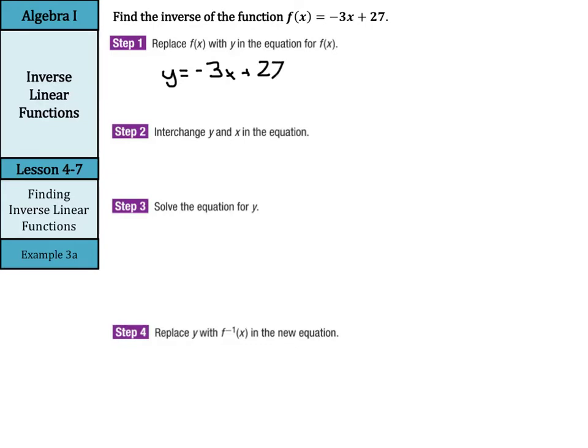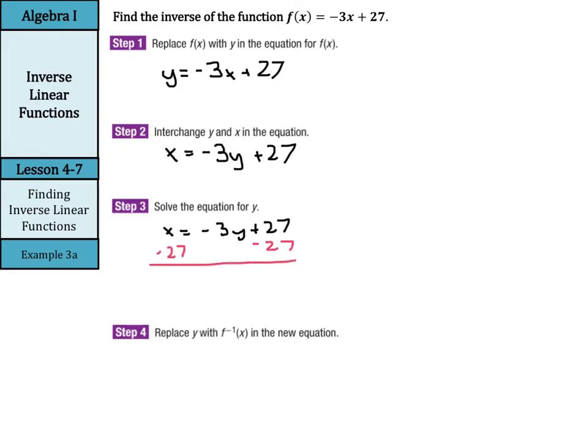Then interchange the x and the y in the equation. So x is going to equal negative 3y plus 27. Now we want to solve that equation for y. So let's get the y alone. Subtract 27 from both sides. You have x minus 27 equals negative 3y. Divide everything by negative 3.